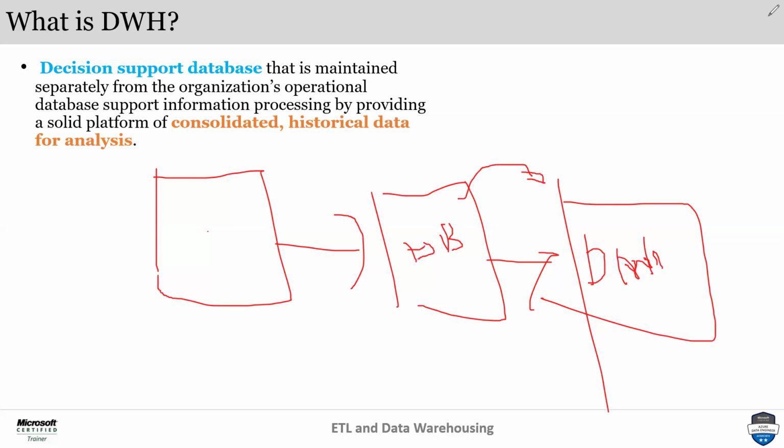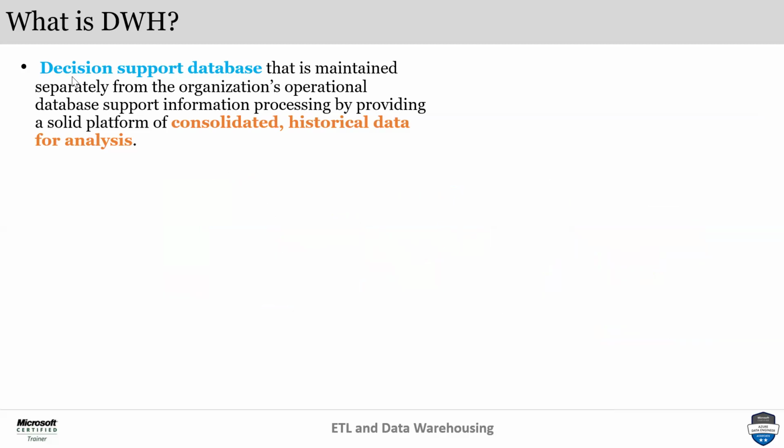Let us talk about what exactly a data warehouse is. I keep using the terminology data warehouse, and I keep saying that we use it for reporting purposes. Then what exactly is the data warehouse all about? A data warehouse is nothing but a decision support database, that means specially used to get decisions, that is maintained separately from the organization's database, providing a solid platform for consolidated historical data analysis.